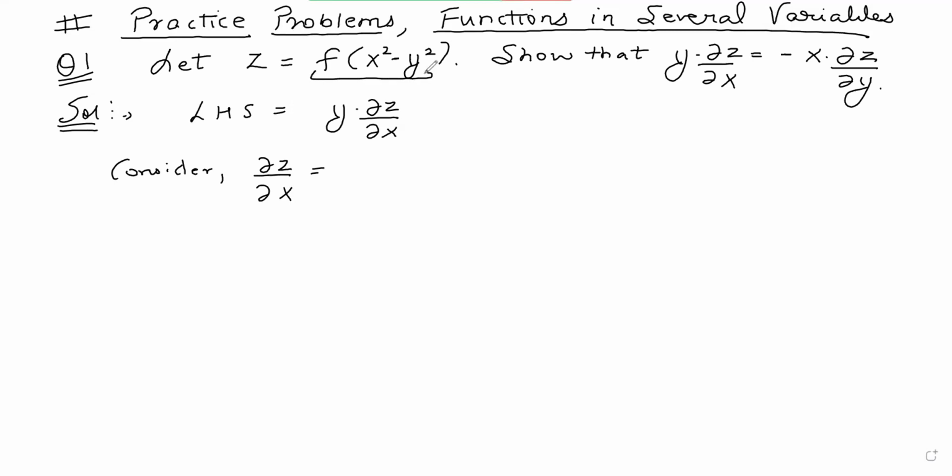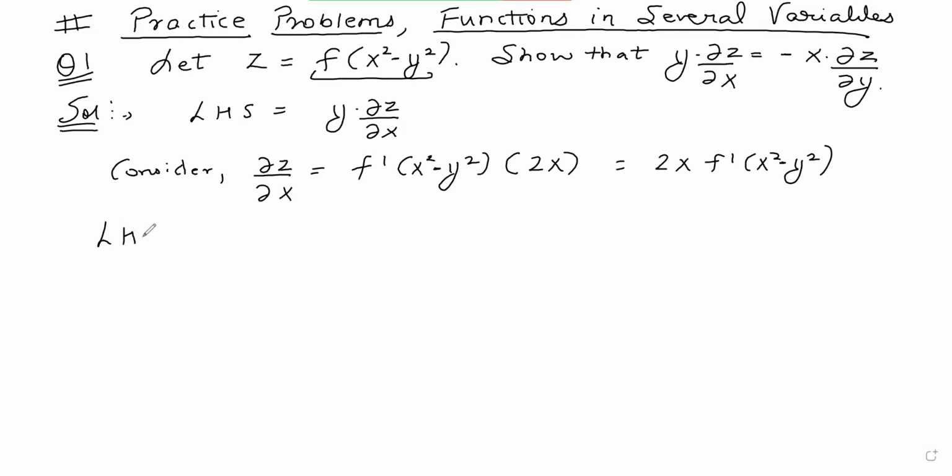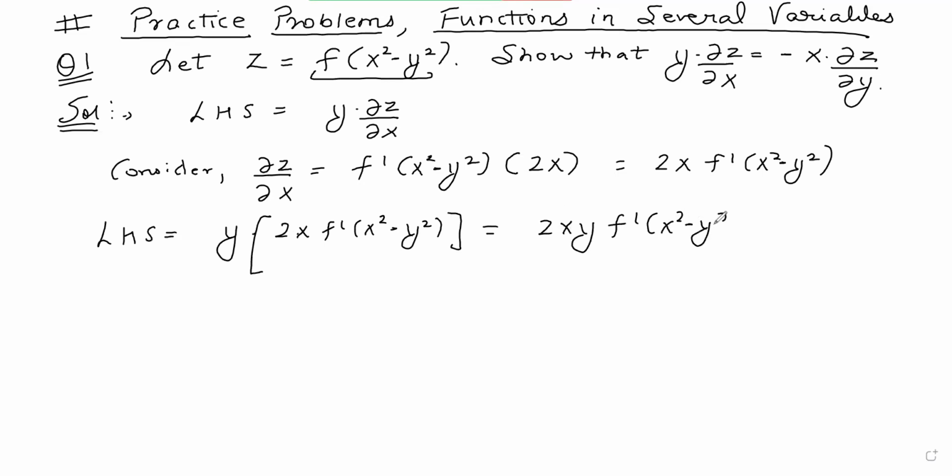So the derivative of this will be, it's a composite function, so it's going to be f dash x square minus y square times the derivative of x square minus y square partially with respect to x, which is just 2x. So I get 2x times f dash x square minus y square. This is my del z by del x. So my left hand side is y times del z by del x, and del z by del x is 2x f dash x square minus y square. If I calculate this further, I get 2xy f dash x square minus y square. Mark this as result 1.